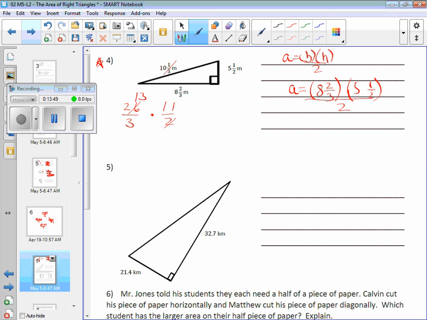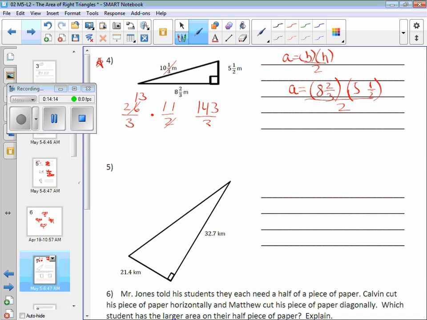Okay. 3 and 11 we can't do anything with. We need 13 times 11. You're going to see we're going to get an ugly number. What do you get? Nicole, what'd you get? 143.